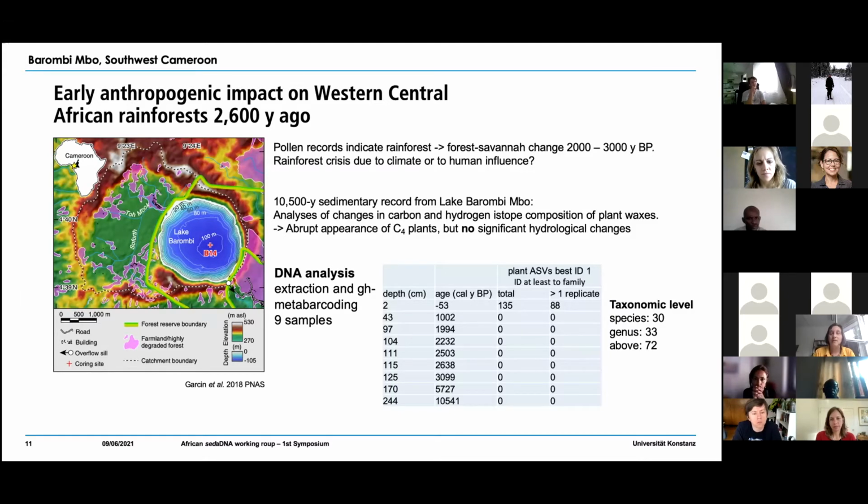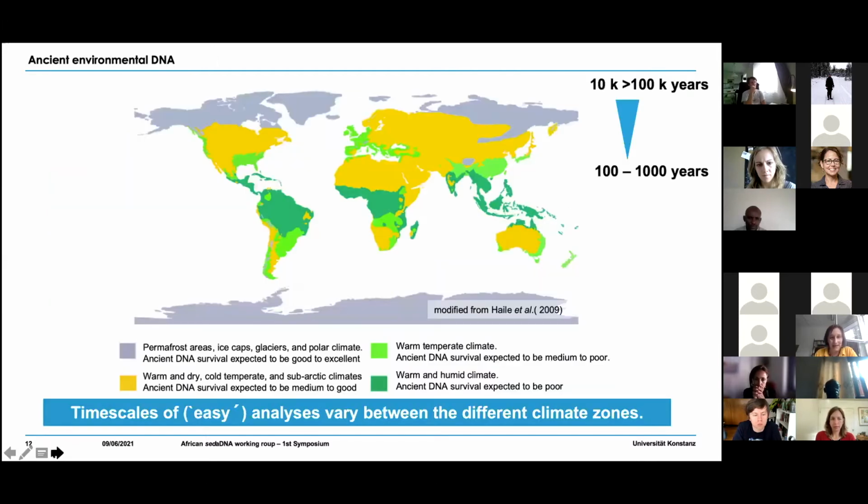However, this definitely shows that there can be a high diversity of plants in such lake sediments from Africa, which I think we should try to recover. And that is the end.